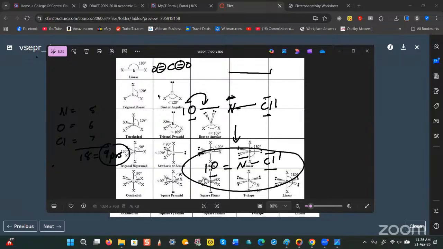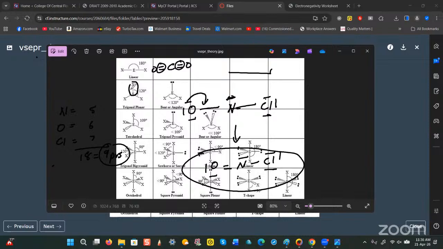Now, if you look at this structure here, when you compare this structure to this structure, the only difference between them is that where you have a bond here connecting the central atom to X, here you're going to have just a lone pair. So there's no other atom here, right? So this lone pair will occupy the same position as this right here.